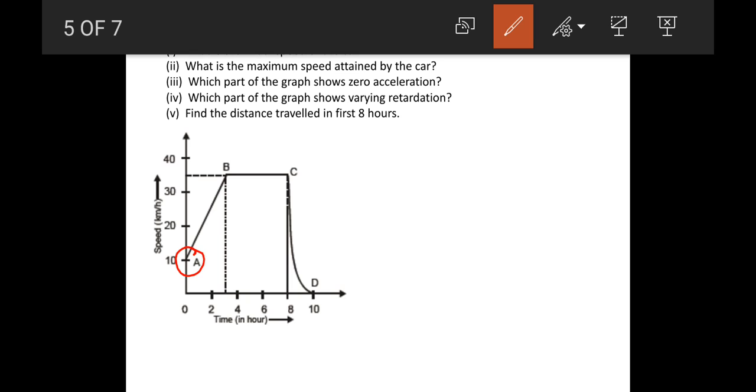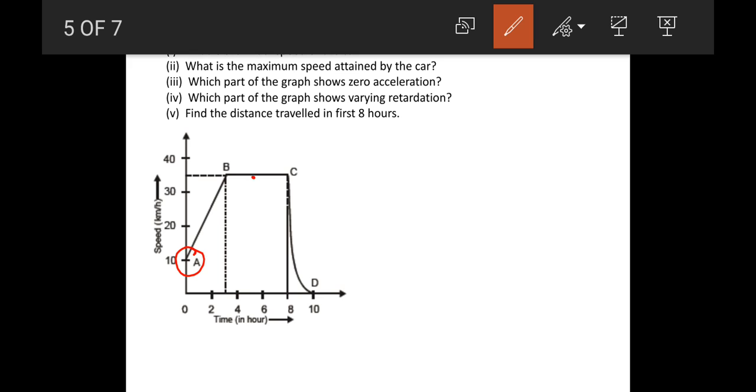What is the maximum speed attained by the car? The highest point in this graph. Any of this line you can take. This is around 35 if you see. So the maximum speed attained is 35 meter per second. Sorry, not that, it is kilometer per hour. It is given in kilometer per hour. So 35 kilometer per hour.